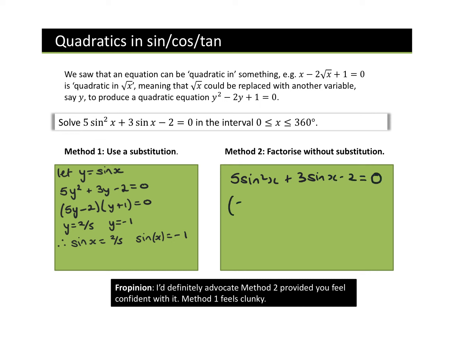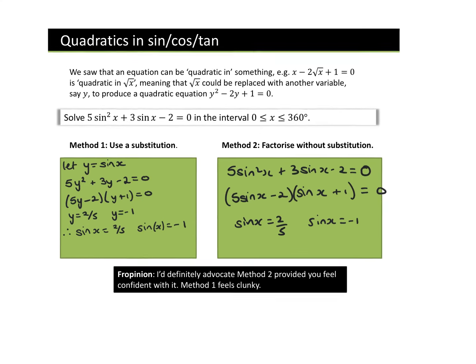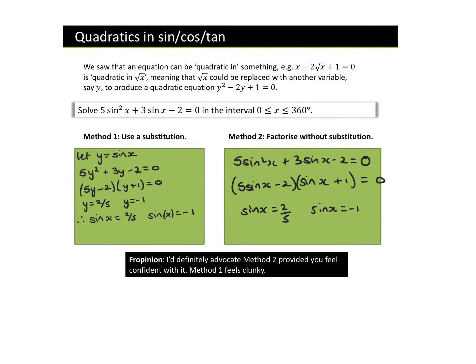We can put this into brackets: 5 sine x minus 2, bracket, sine x plus 1, equals 0. And then from there, we know that sine x is going to equal 2 over 5, or sine x equals -1. And we're right back at the completely same answers.